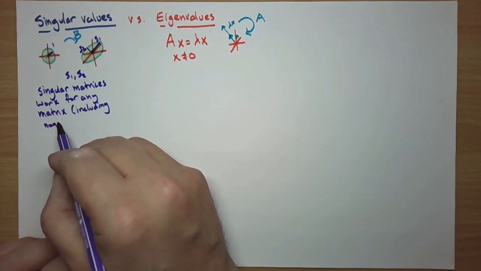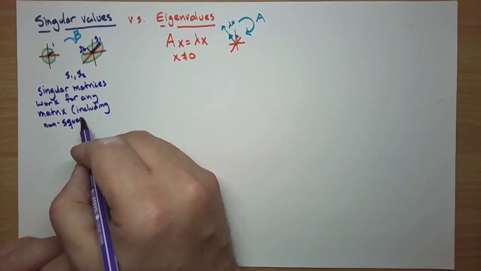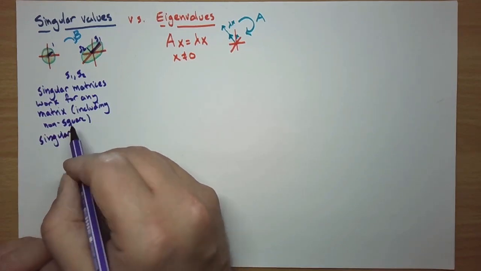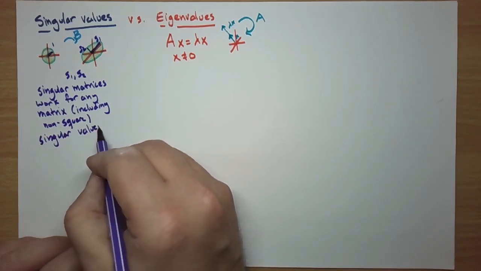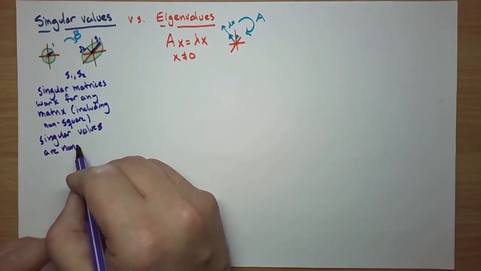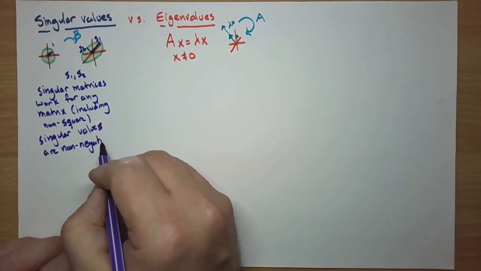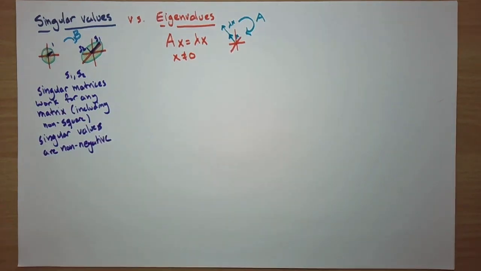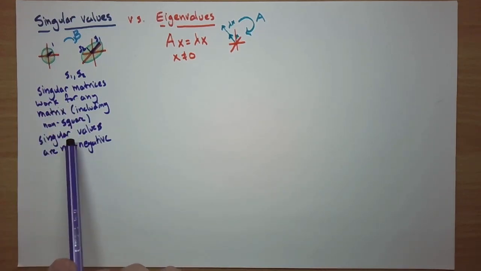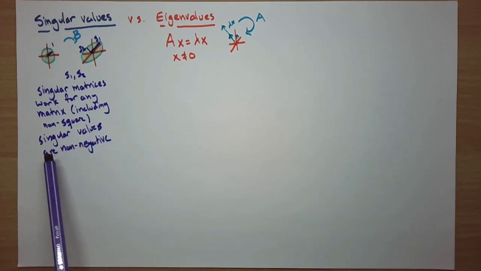Another thing to note is that your singular values are real numbers. In fact, they're non-negative because we have this geometrical interpretation. That's a nice thing. It means we can do it for a broader class of matrices, and we don't ever have to worry about things being complex. This is like a win-win.